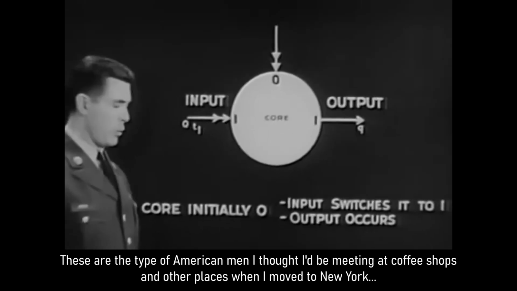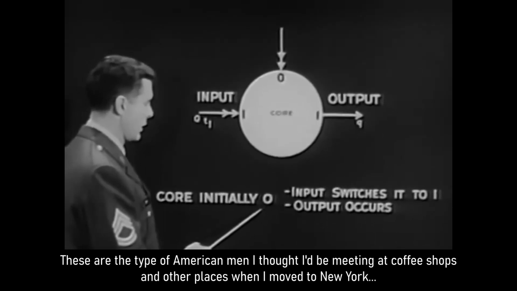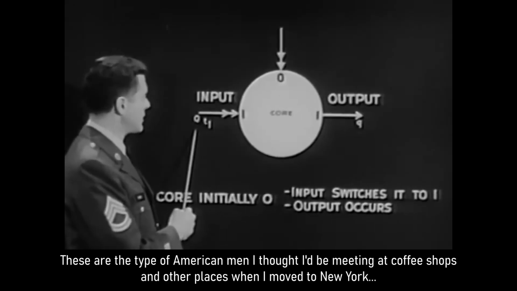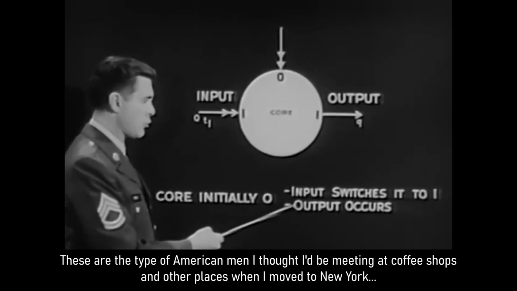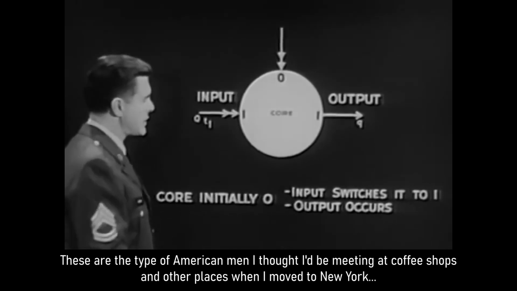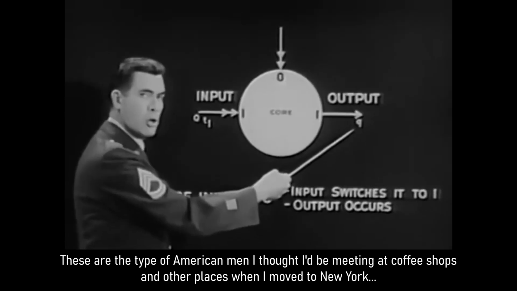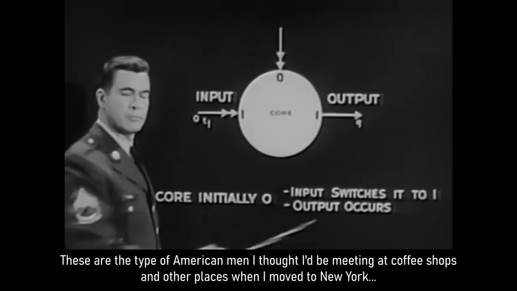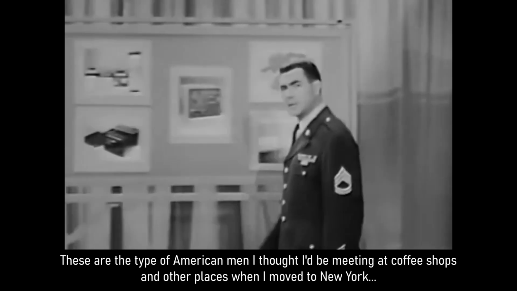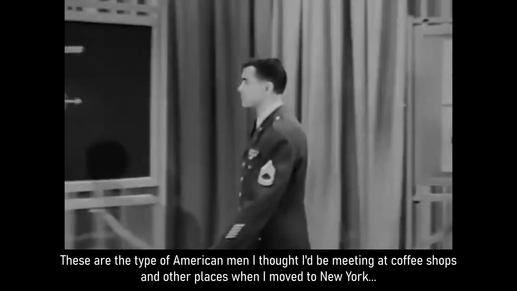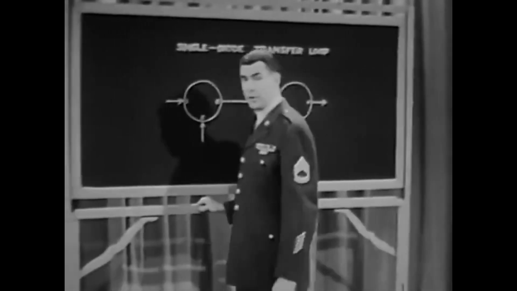Thus here, where the core is initially 0, and input Q comes in at time t1 and switches it to 1, an output occurs. This output is identified by small q. Now let's take another look at the logical diagram of the single diode transfer loop. It gives us the whole story very quickly.